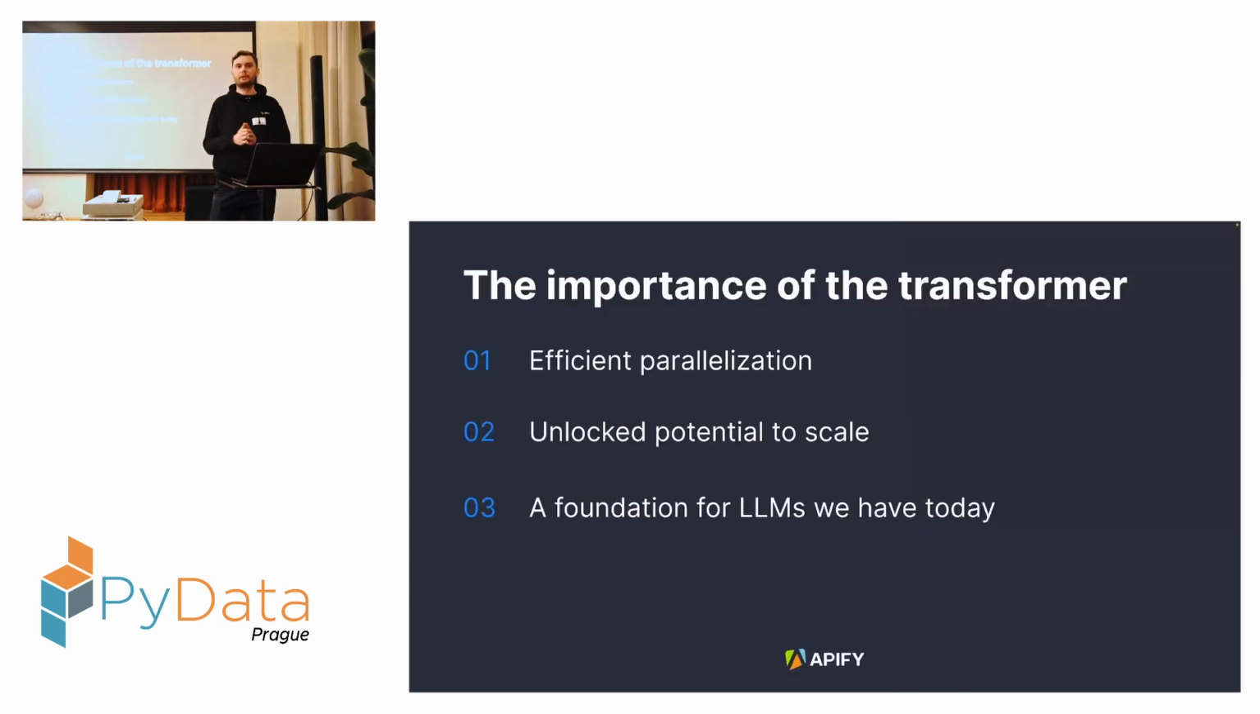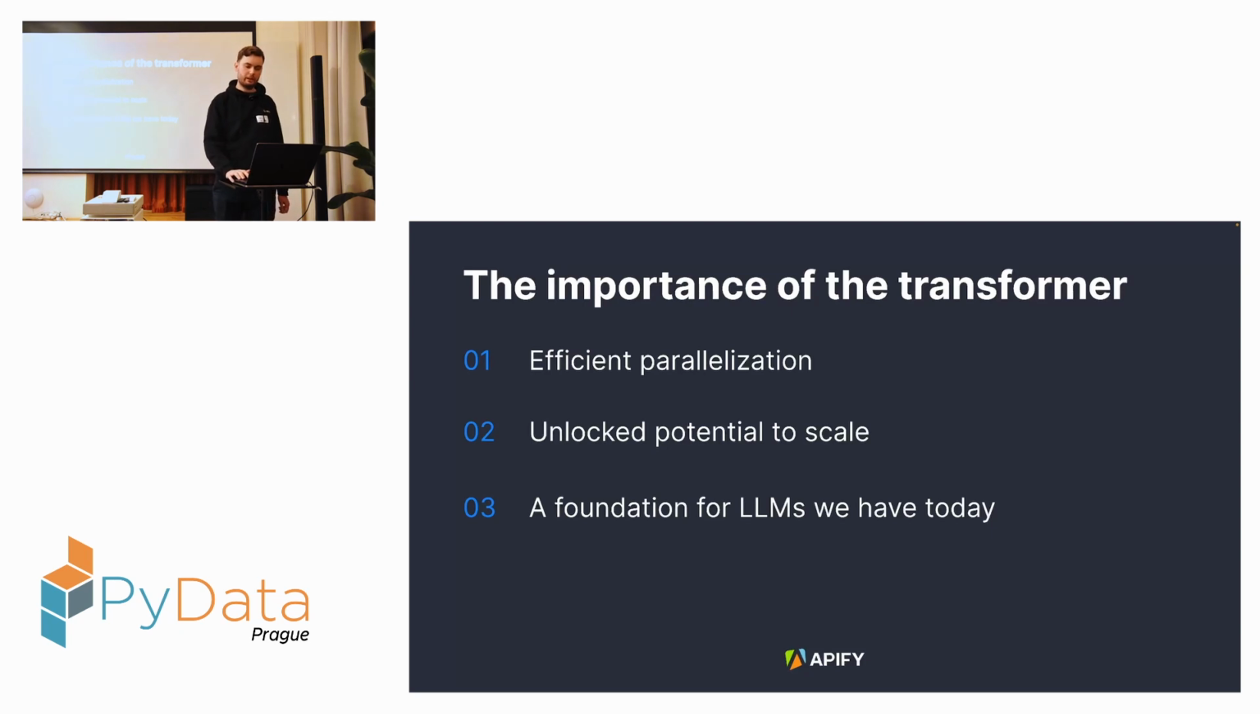Before the transformer, the natural language models were recurrent and sequential, which meant you have to process a sentence word by word. So the performance wasn't very good if you had long sentences. And the transformer had some improvements that made the process parallelizable. This unlocked the potential to scale the models. It's a foundation for the LLMs.